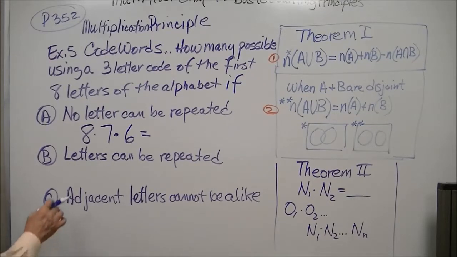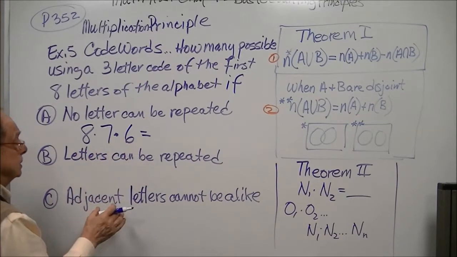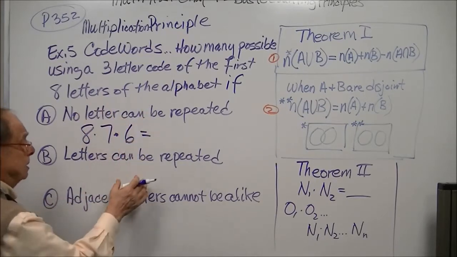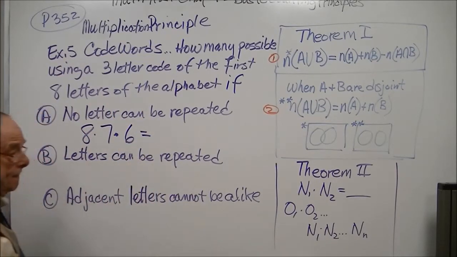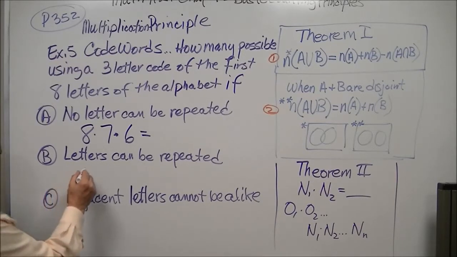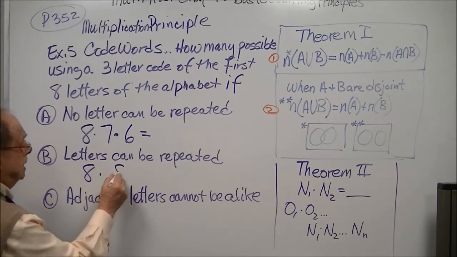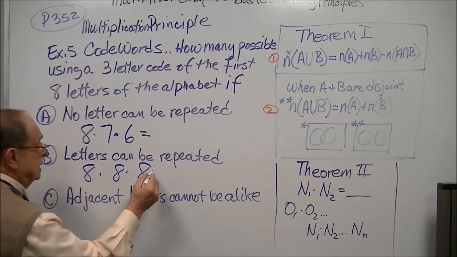Now how about, again, 3 letters of the 8, but you can repeat them. So as you go along, none are excluded. So that's going to be 8 times 8 times 8.